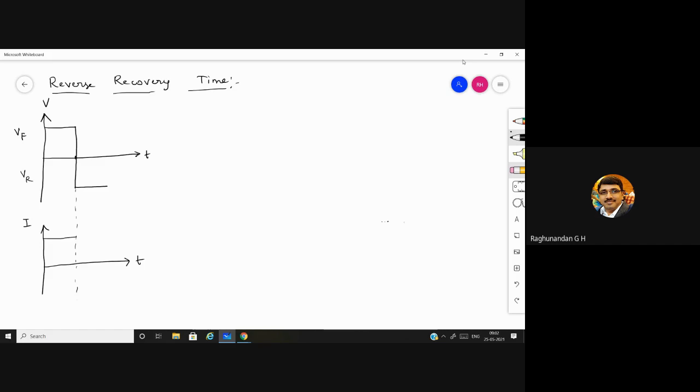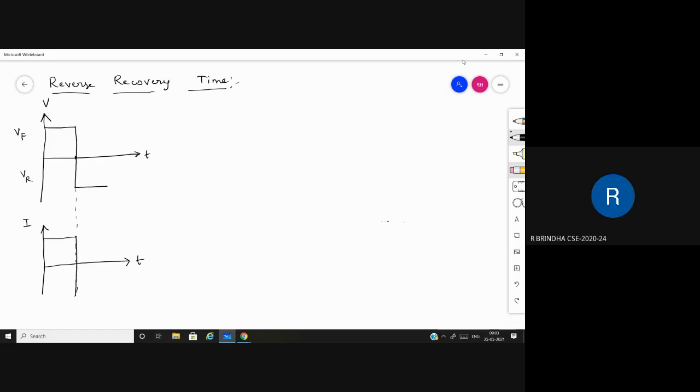You are just reversing the voltage. During that time, as you know, the current is going to follow the voltage. The current should also become negative. And what is the amount of current we will have in reverse bias condition? Is it equivalent to forward bias condition, or minimum, or maximum?